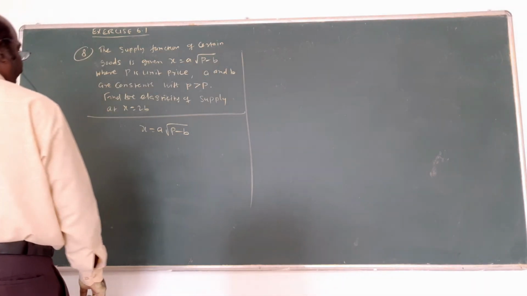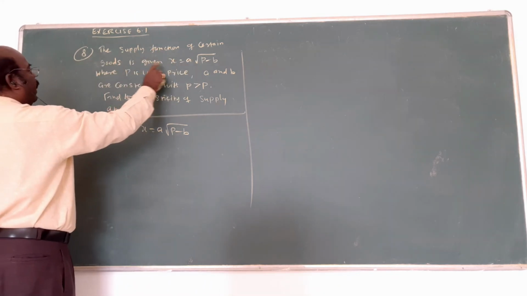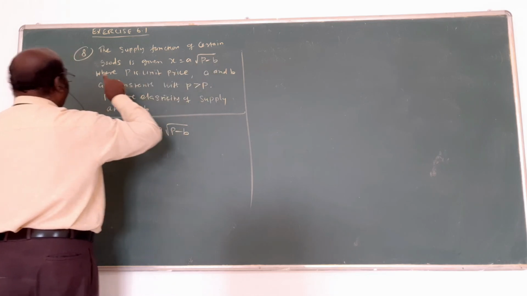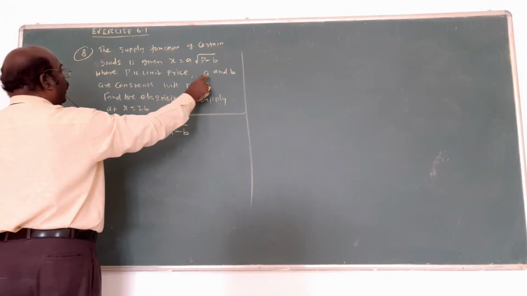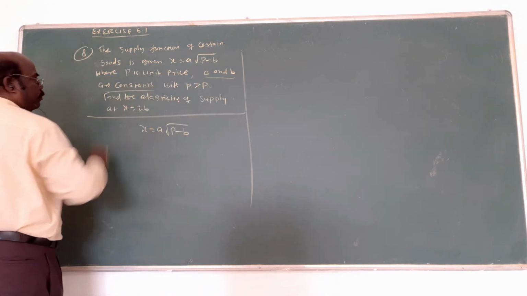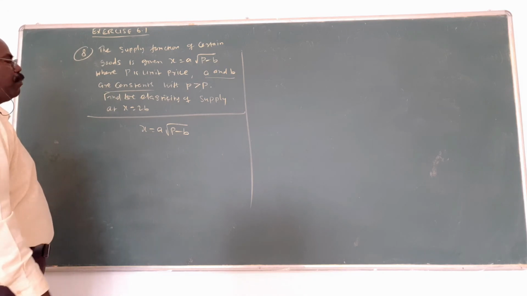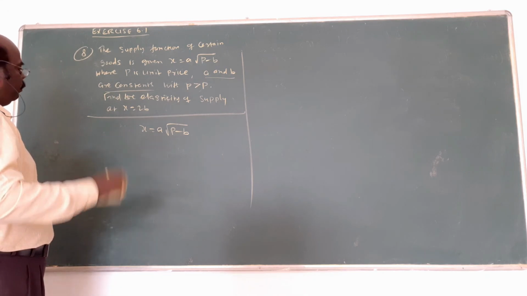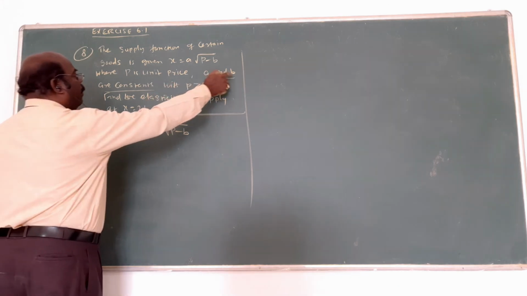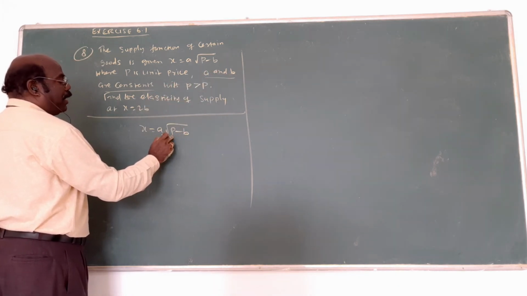Question number 8. The supply function of certain goods is given as x equal to a into root of p minus b, where p is the unit price, and a and b are constants. It's very important. Find the elasticity of supply at x equal to 2p. After finding the elasticity of supply, substitute x equal to 2p. Now, x in terms of a and b constants. This is the variable. Am I right?